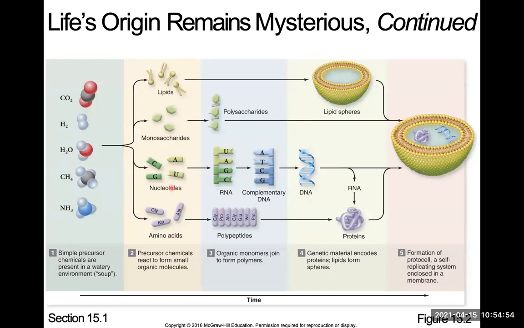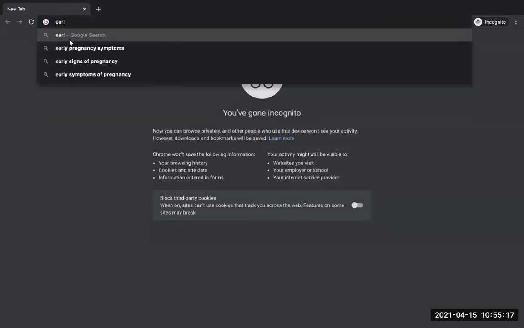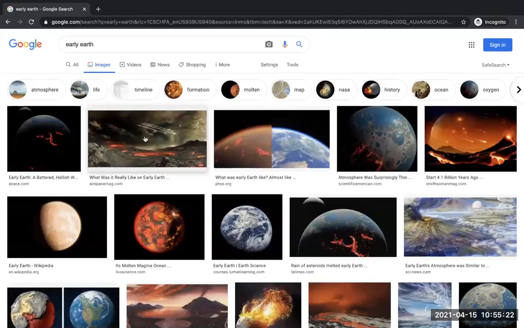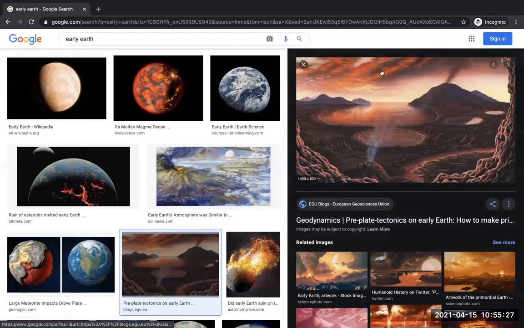Do you guys know if there was any oxygen on early Earth? No oxygen? No oxygen. Except carbon. Yeah, so it was carbon, hydrogen, water, methane, nitrogen, maybe. So that's what was there on early Earth. Let me kind of show you what early Earth looked like.